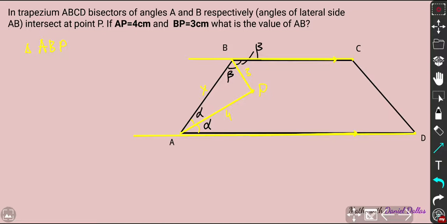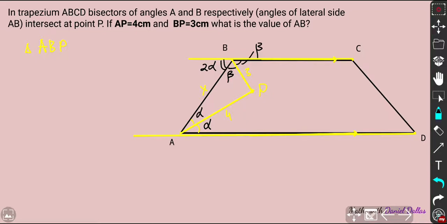So AB is going to be the secant line. That means angle alpha together with this alpha, 2 alpha, becomes that angle. So this angle is 2 alpha, and together with 2 beta, they make 180 degrees.